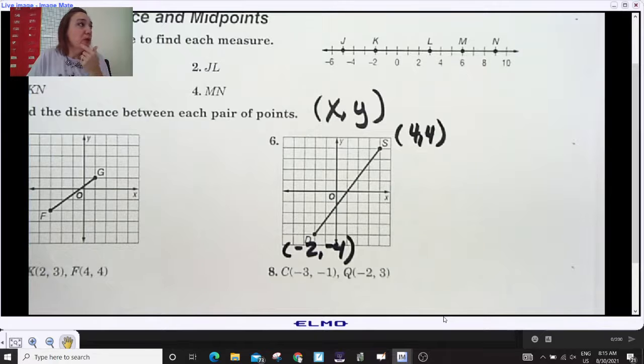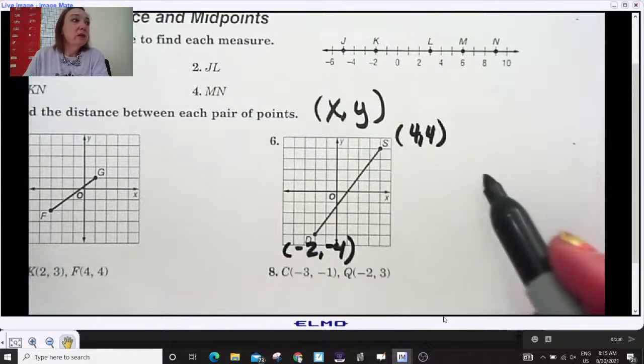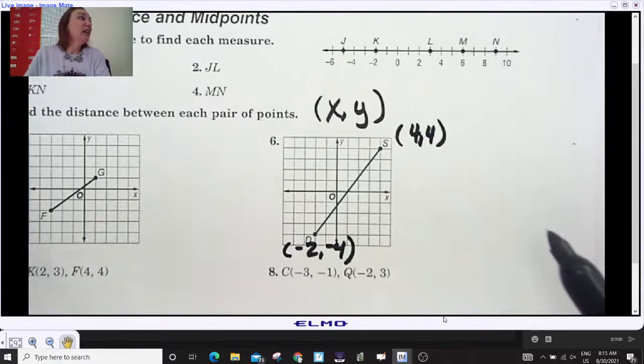Do you need something, Mr. Blackwood? Okay. We're doing distance formula today.